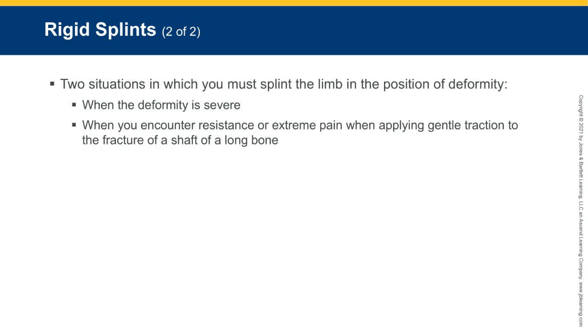There are 2 key situations where a limb should be splinted in the position found. First, when the deformity is severe, and second, when resistance or extreme pain occurs while applying gentle traction. Attempting to force the limb into a normal position in these cases may cause further injury.